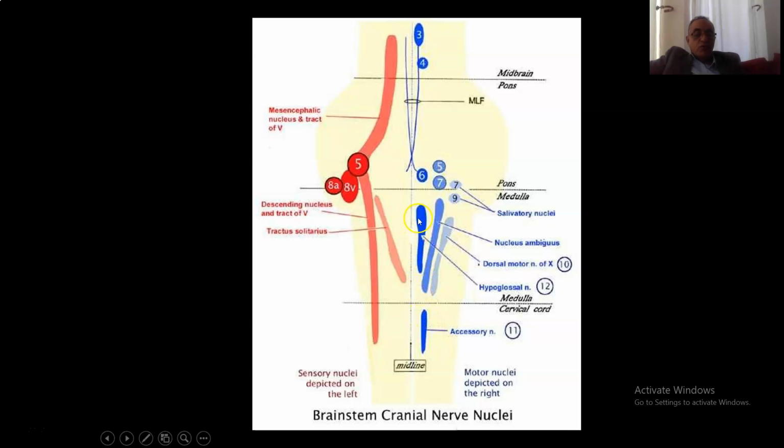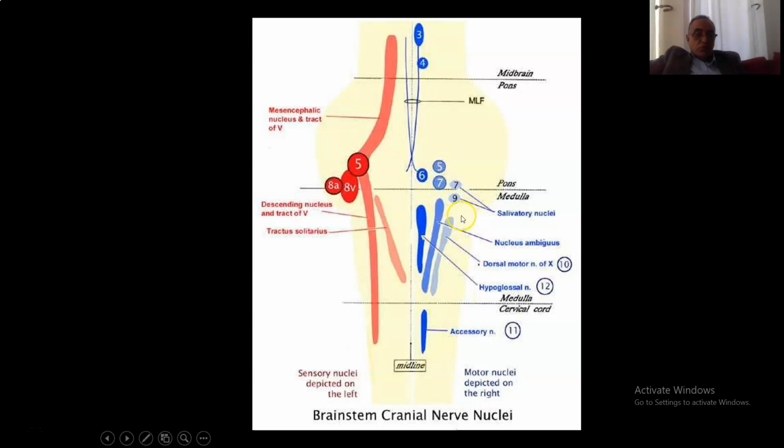And then we go into the medulla, we get medially the hypoglossal nucleus supplying the muscles of the tongue, and then lateral to it we get the nucleus ambiguus, which is supplying the glossopharyngeal, the vagus, and the cranial accessory. They call it branchiomotor, supplying the muscles of the pharynx and the muscles of the larynx, and the dorsal motor nucleus of the vagus, which is supplying parasympathetic supply to the lungs, to the heart, and to the GIT.